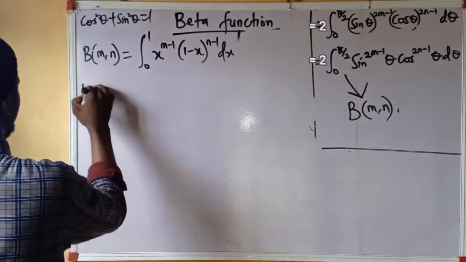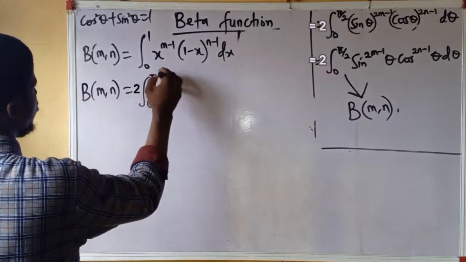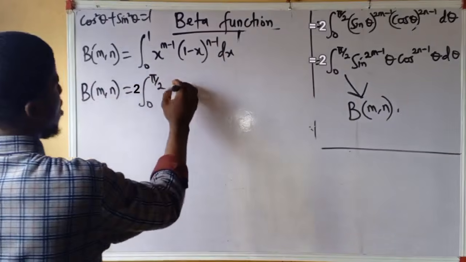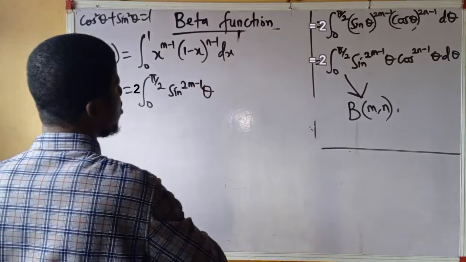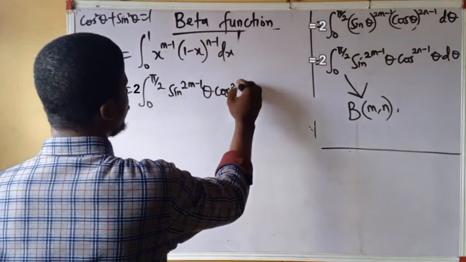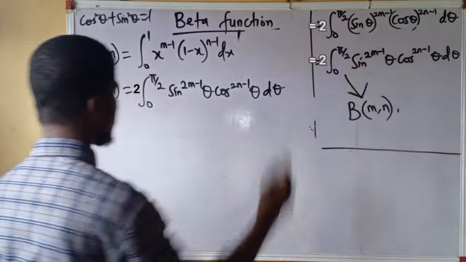Let me rewrite this. Beta of m and n is the integral from 0 to pi over 2 of sine 2m minus 1 theta cos 2n minus 1 theta d theta.